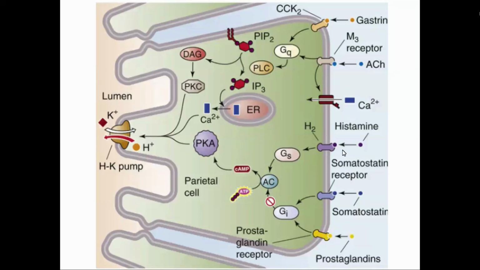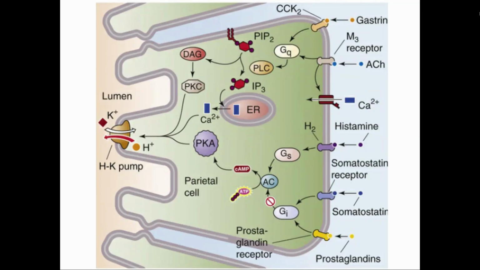So these three are stimulatory: gastrin, acetylcholine, and histamine. These three are stimulatory chemicals that will cause fusion of the tubular vesicles into the lumen of the parietal cell.